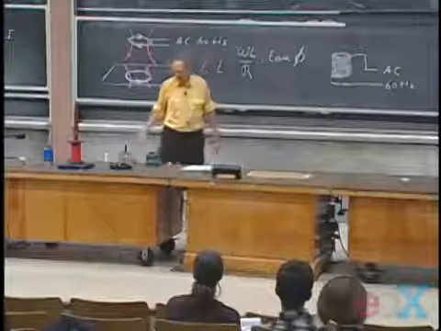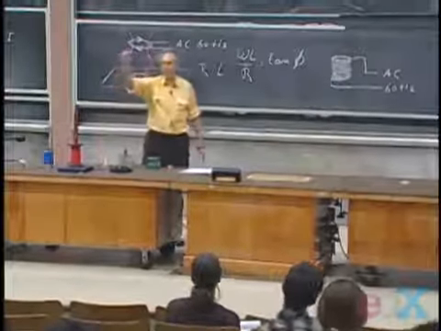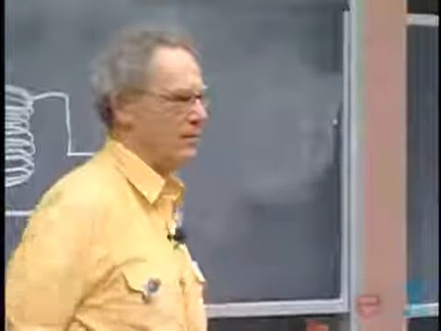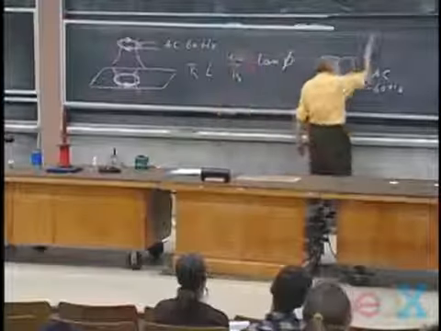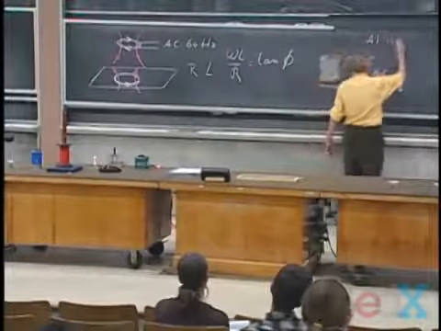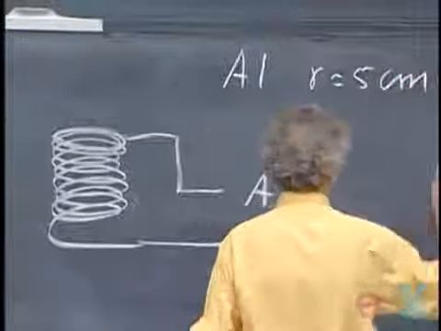And I have a ring, and the ring is made of aluminum. And I know exactly the dimensions of this ring. I know the radius, it's about 5 centimeters. I know the thickness, I know everything. It's an aluminum ring, and has a radius of about 5 centimeters.